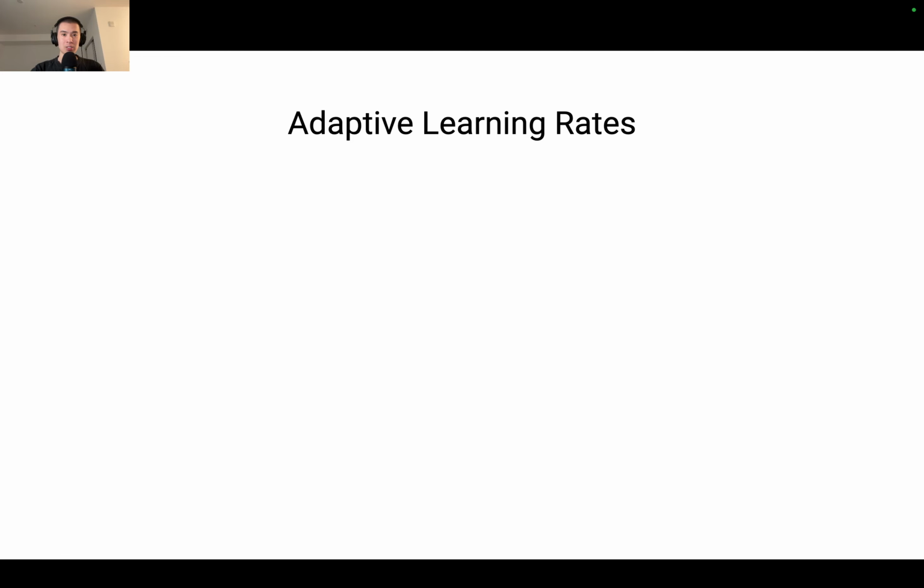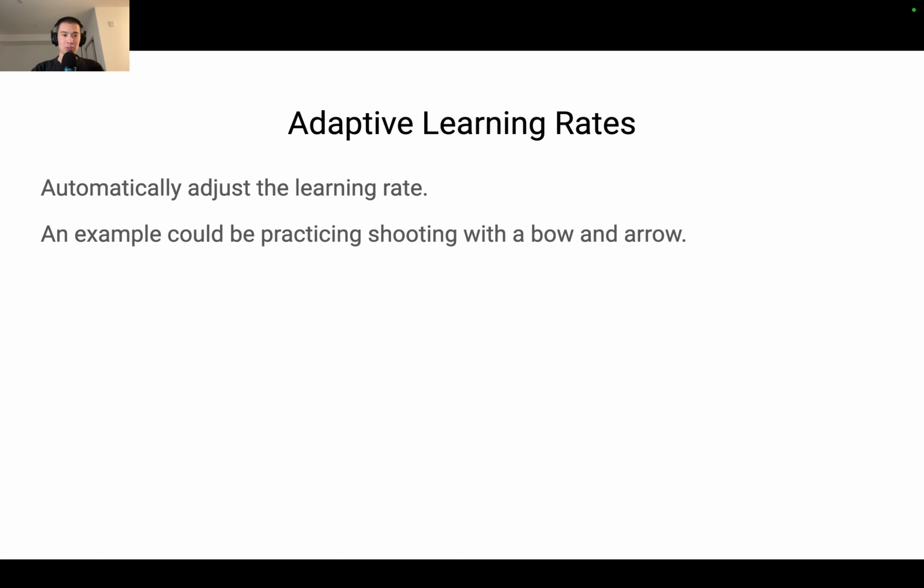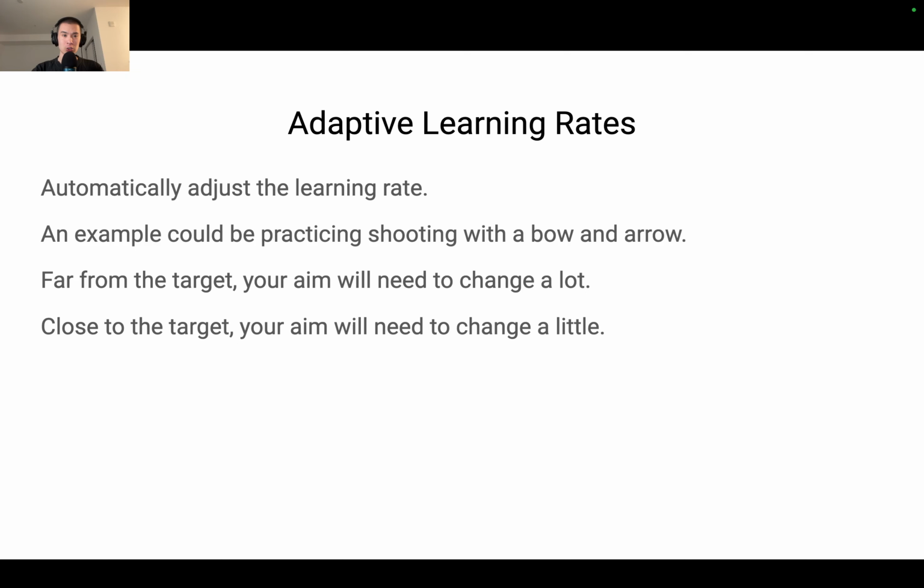Let's talk about adaptive learning rates next, which can automatically adjust the learning rate. I find this pretty intuitive to understand. An example could be practicing shooting with a bow and arrow. Initially, you might be far from the target or you miss the bullseye by a lot, so your aim is going to need to change by a lot. But as you keep practicing and shooting, you get closer to the target and closer to the bullseye, so your aim will only need to change by a little bit. And the Adam optimizer makes use of adaptive learning rates.